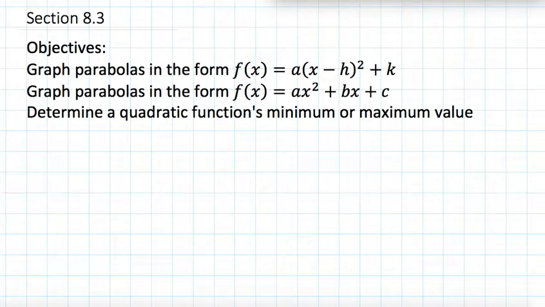This video is for section 8.3. Our objectives in this section are to graph parabolas in two forms. The first one is called vertex form, and the second one is standard form, and determine a quadratic function's minimum or maximum value.